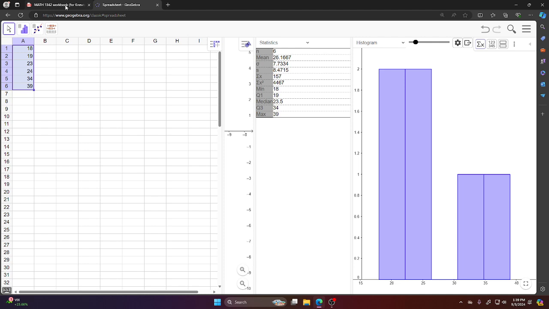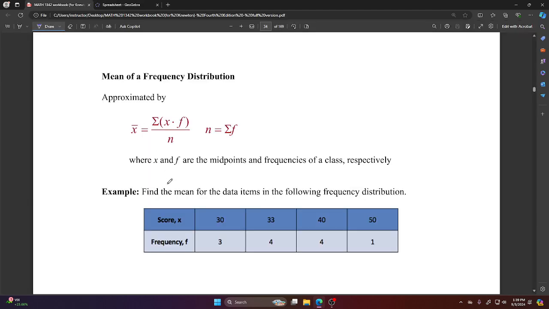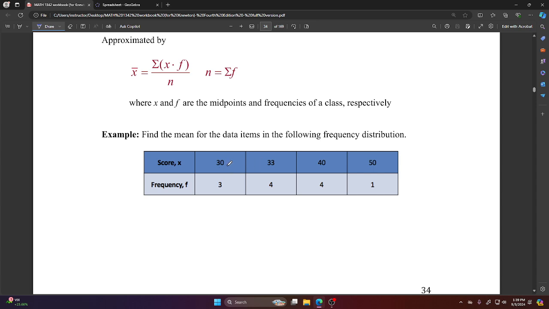All right, so back to the workbook. I'm going to start doing workbook problems like this one. It says we have a score, we have a frequency, and we want to find the average. Think about it like this for a second. This table is showing a really condensed version. We have 30, but then there's 3 of them. So in a way, it's like saying 30, 30, and 30. Then I have 33, and I have 4 of them, so 33, 33, 33, 33.